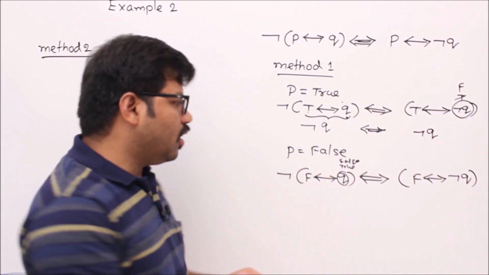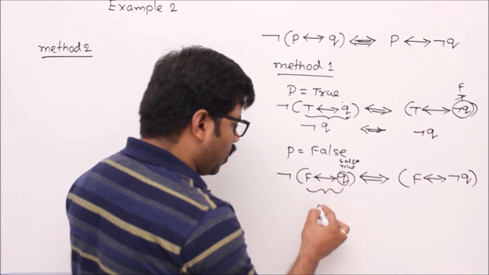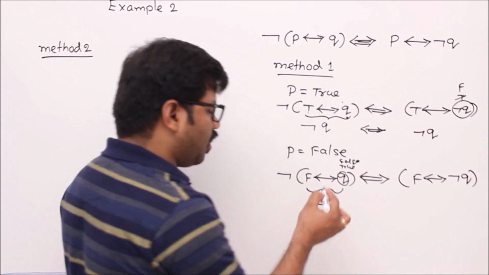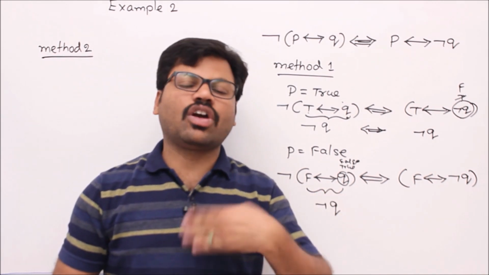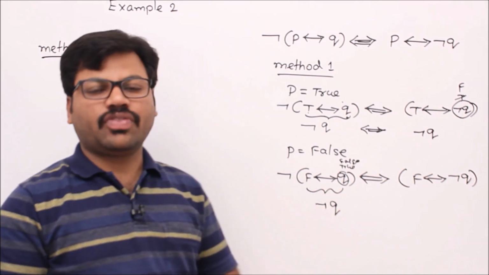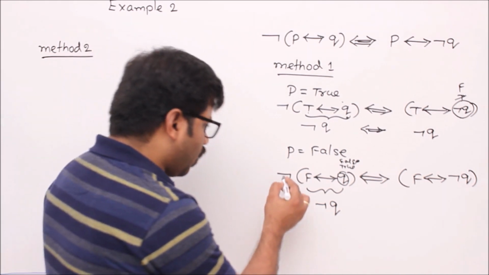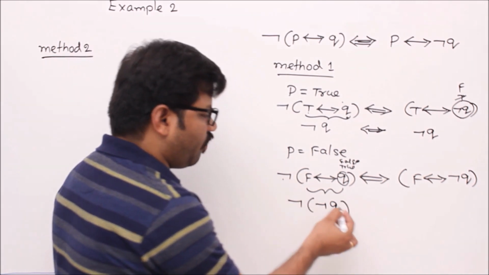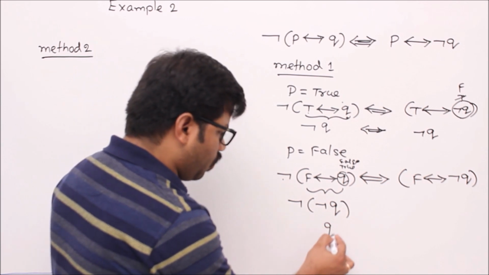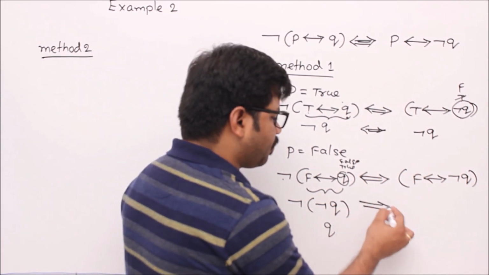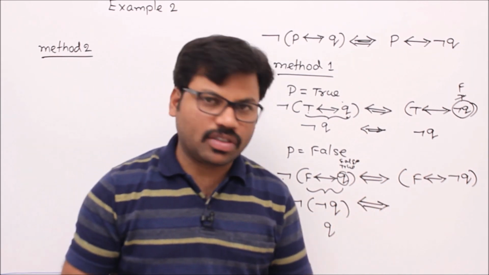Is it not opposite? That's why this entire expression's truth value is depending on q, but not direct, indirect. That means it's exactly opposite to q. So that's why it is negation q. Now we have this negation. Let's write it. Negation of negation q, which is nothing but q. Now go to right side. Let's do the same logic.